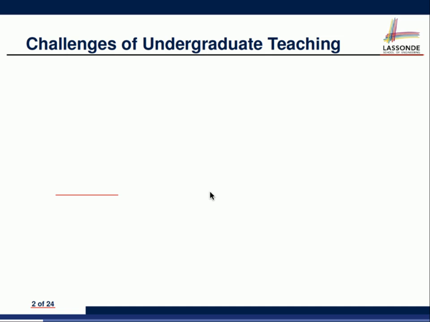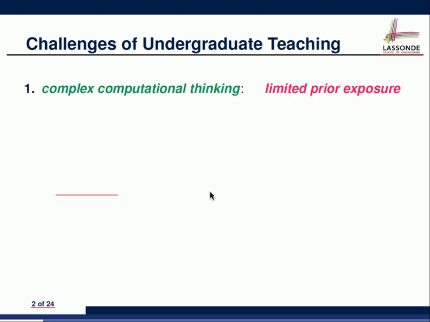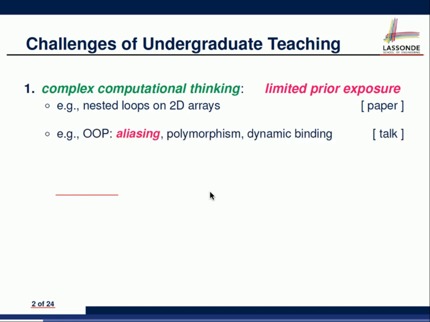I'll give you two challenges I face myself personally. Number one, we all want to transfer complex computational thinking to students' minds. However, they got very limited exposure prior to the course, so it's difficult for them to take it right away. For example, if you want to teach about nested loops on two-dimensional arrays, you can feel free to find an example in the paper. But for today, I want to give you another example about how you can teach object-oriented programming, especially aliasing. Okay, that's something I will do in just a moment.